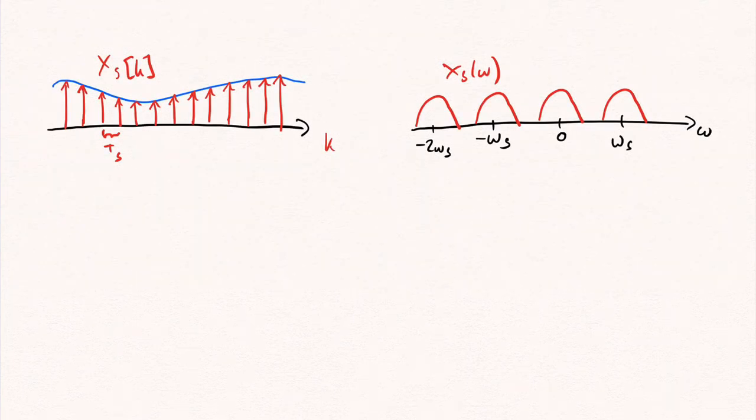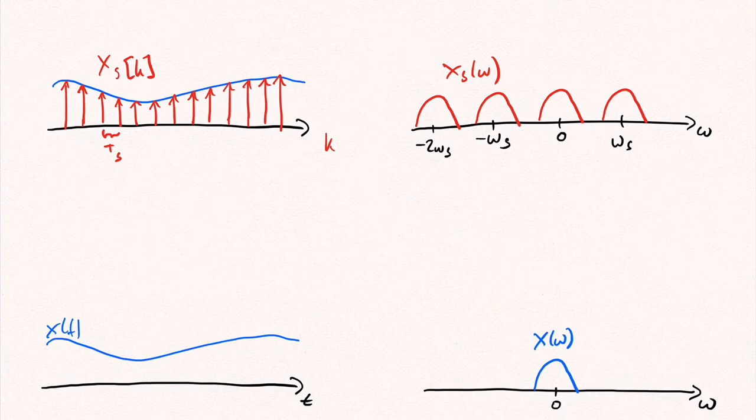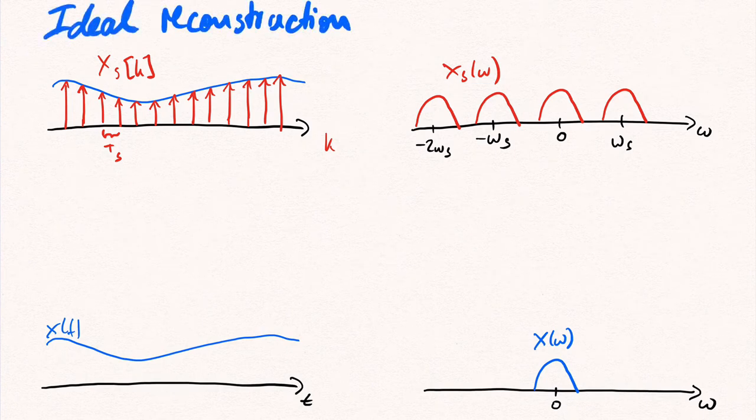Let's assume now that we want to go back from our sample signal to the original signal in CT. This process is called reconstruction, and we will first look at ideal reconstruction. For this, what we want to do is to extract the original spectrum of the signal X(ω). If we can perfectly extract the spectrum X(ω) in the frequency domain, then in the time domain, the result has to be our original signal x(t).